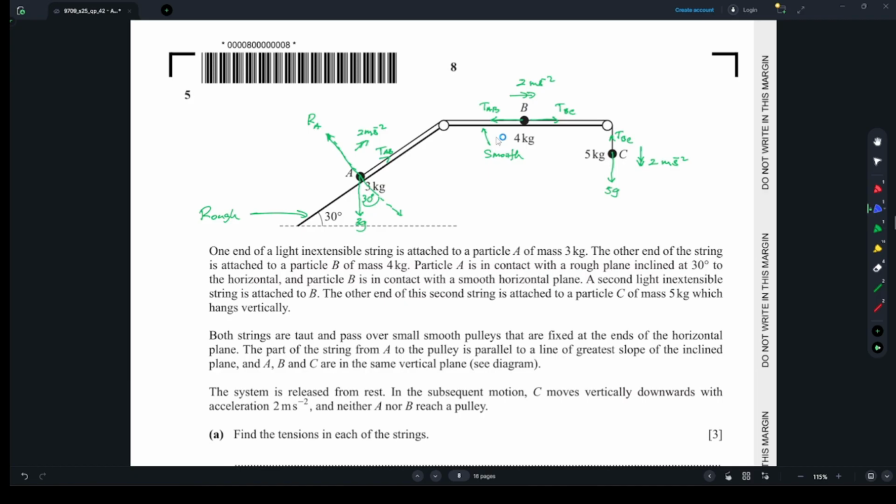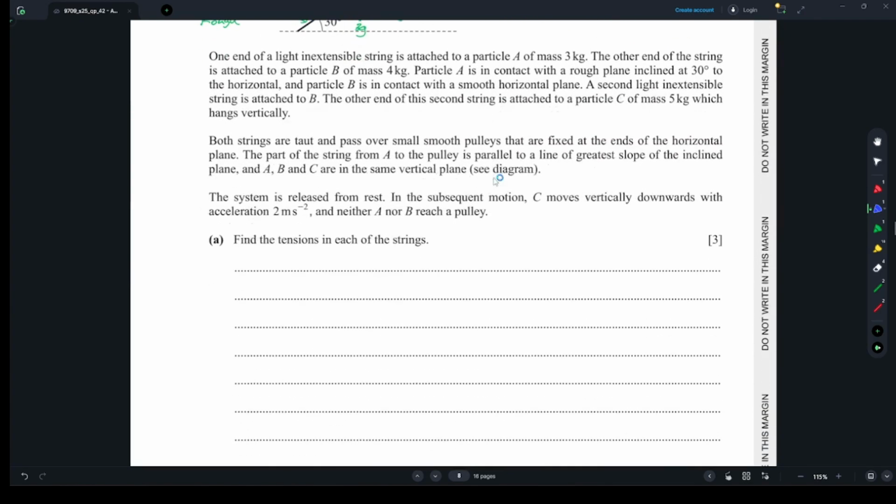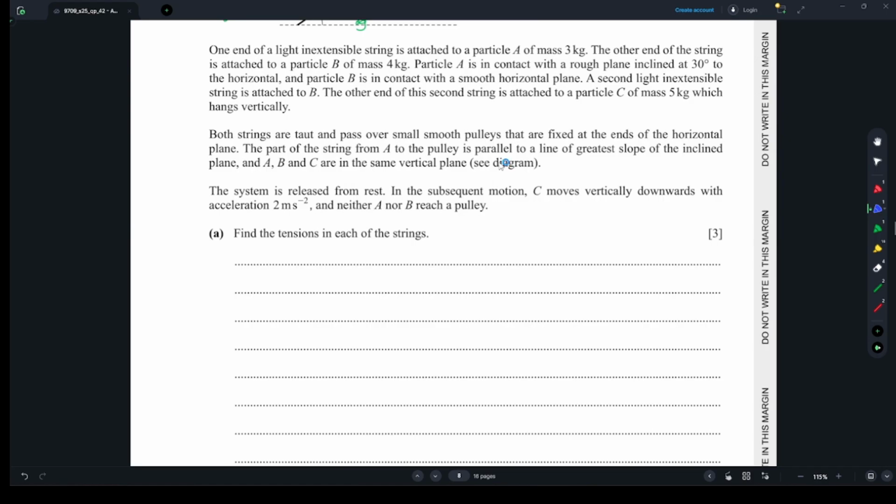and also since A moves upwards, there is a friction of A. Okay, and here the weight of particle B I did not consider, because the particle is moving horizontally. So there's no effect from vertical force. The weight of particle B is vertical, so we no need to consider. Right, find the tension in each string.